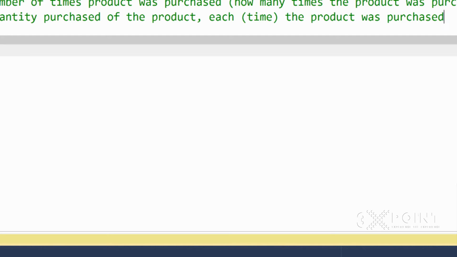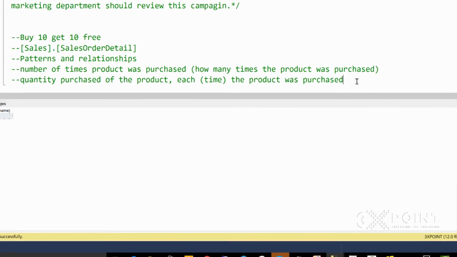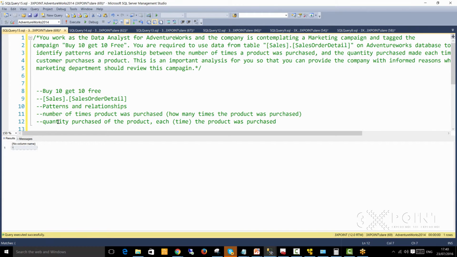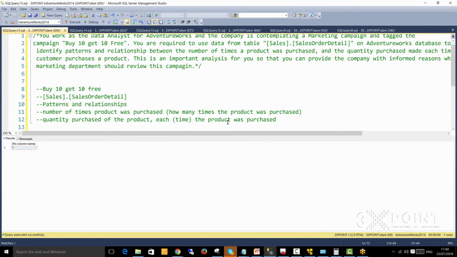So I can take that away. I've actually brought both together. So what I'm looking for again is the quantity purchased of a specific product. I also want to know each time the product was purchased. So I want to know the quantity that was purchased each time the product was purchased. That's what I'm looking for here.